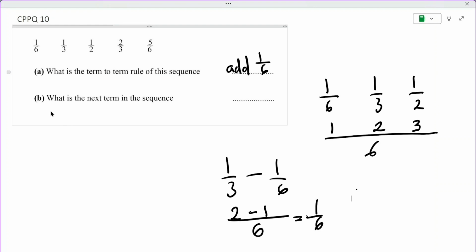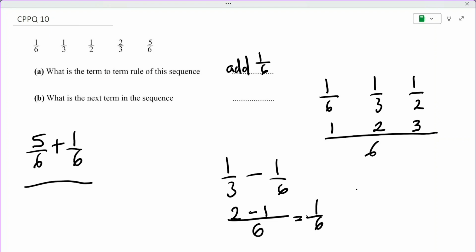The next question says, what is the next term in this sequence? This is the last term, that's 5/6. The next term will be 5/6 plus the term-to-term rule, which is you add 1/6. So we have 5/6 plus 1/6. You have our dividing line.